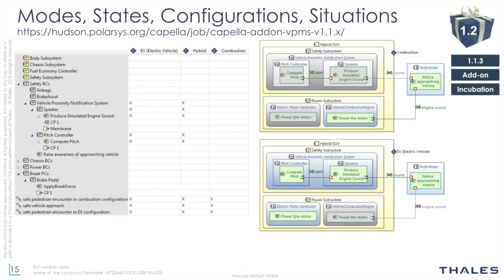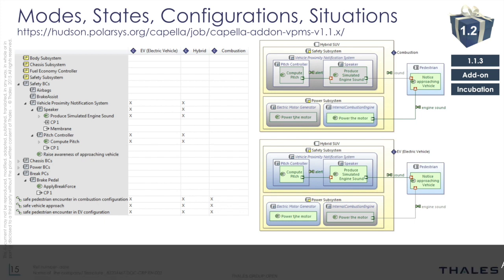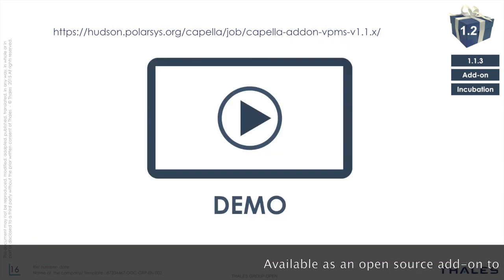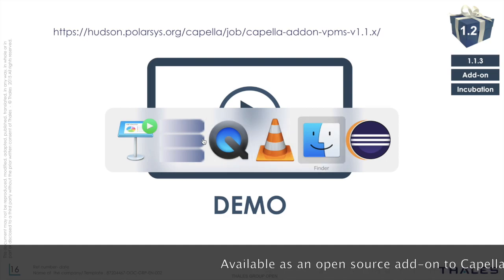The tooling allows to preview on architecture the footprint of one given configuration. The elements that are gray are the elements that are not available in the configuration that is currently displayed on the component. And then we have some validation rules and computation algorithms that help confront expected configuration versus the atomic configurations. So the goal is really to analyze the impacts of modes and states on system behavior. And now I'm going to perform a demonstration of this.